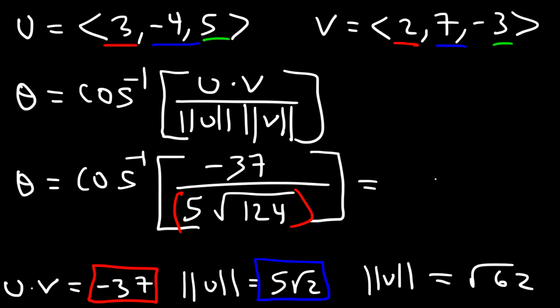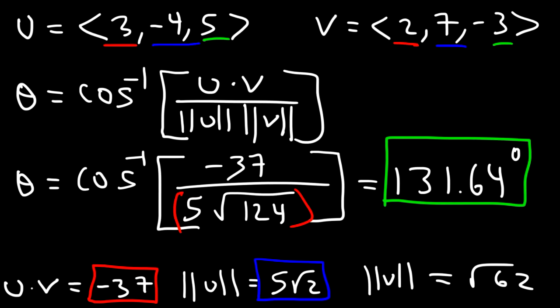Now the answer that I got is 131.64 degrees. And so that's it. So that's how you could find the angle between two three-dimensional vectors.